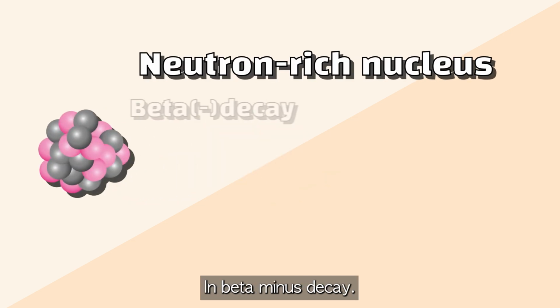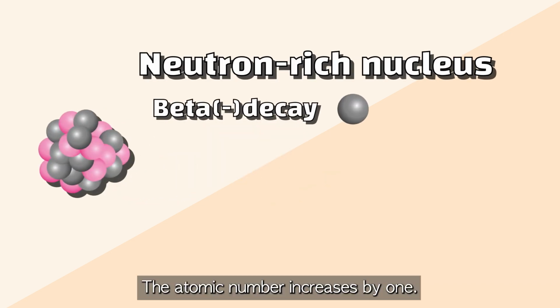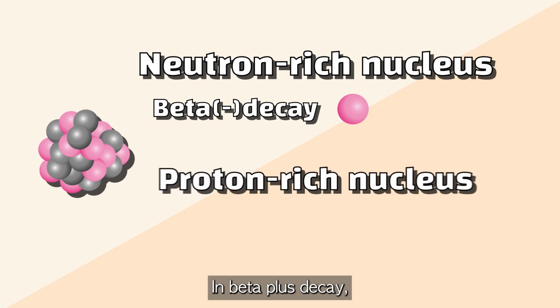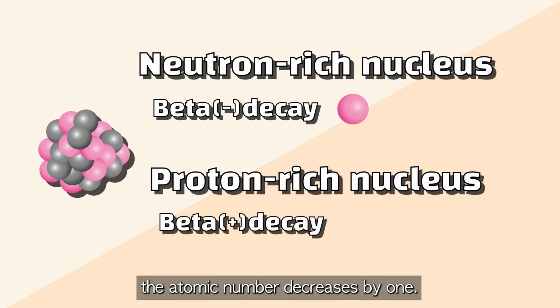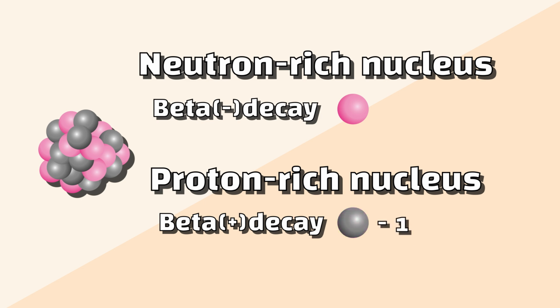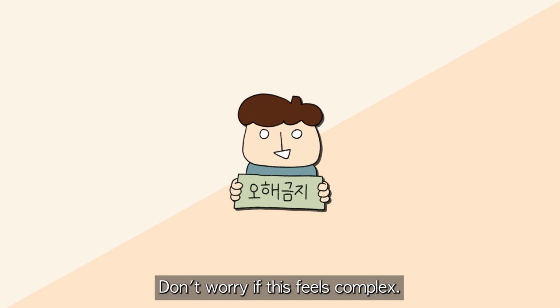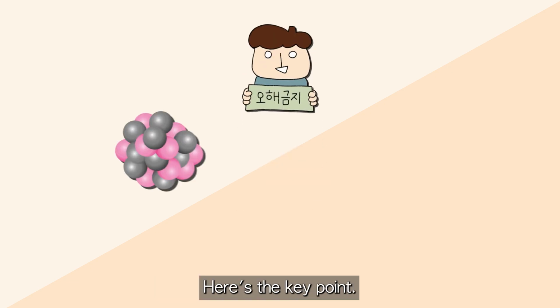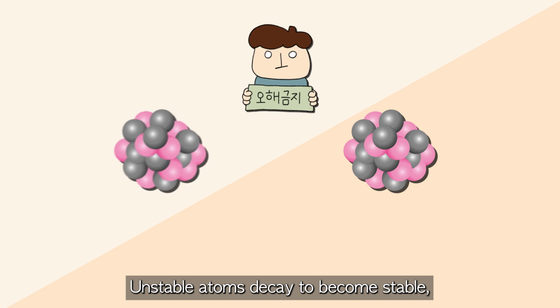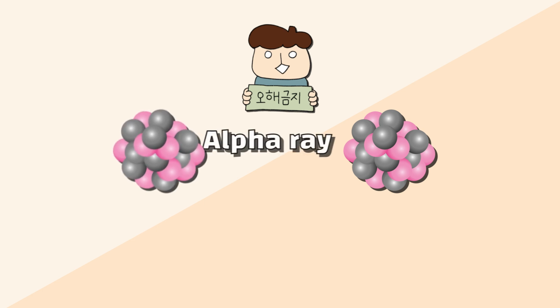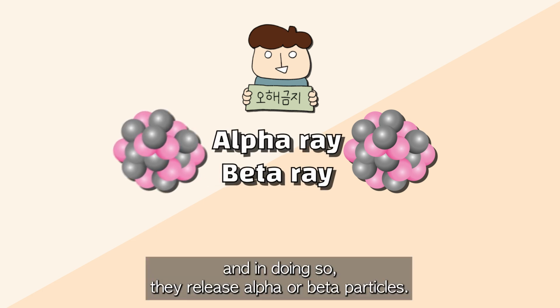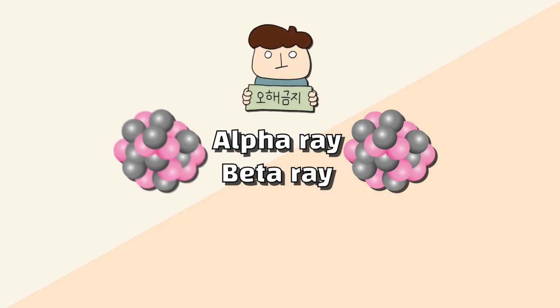In beta minus decay, the atomic number increases by 1. In beta plus decay, the atomic number decreases by 1. Don't worry if this feels complex. Here's the key point. Unstable atoms decay to become stable, and in doing so, they release alpha or beta particles.